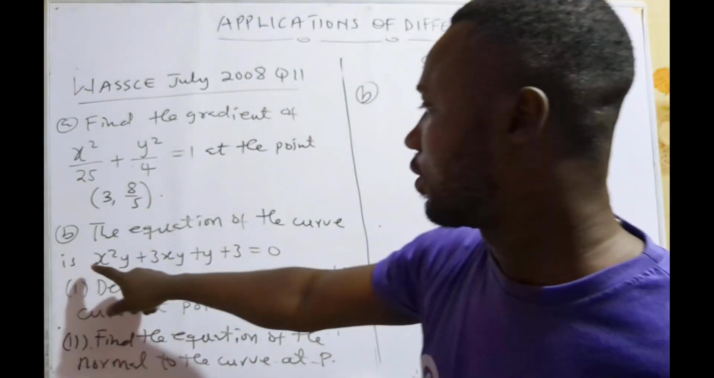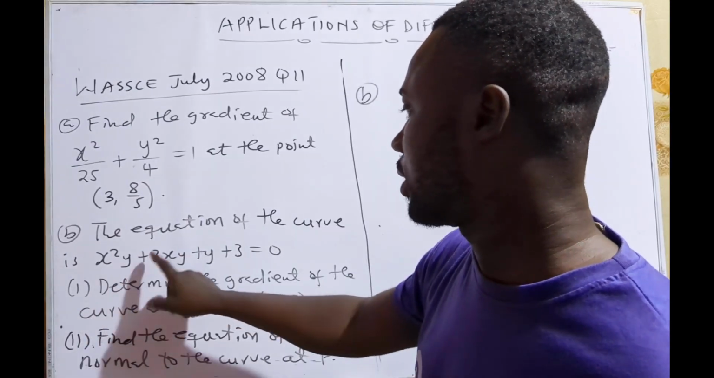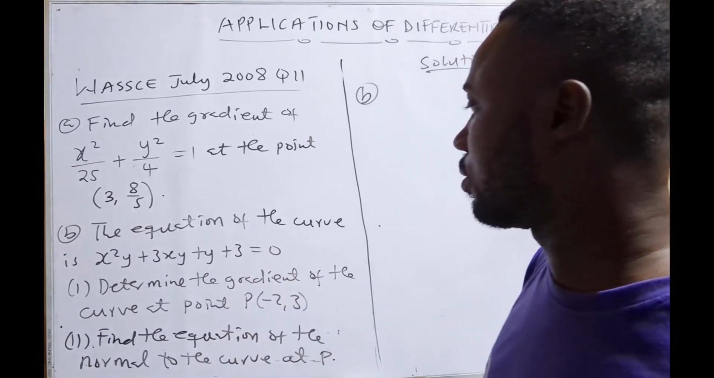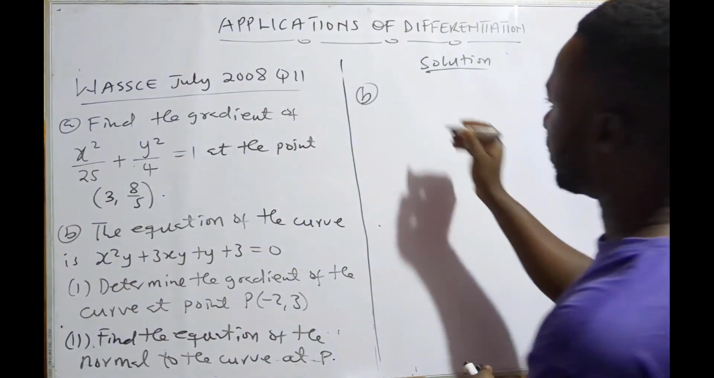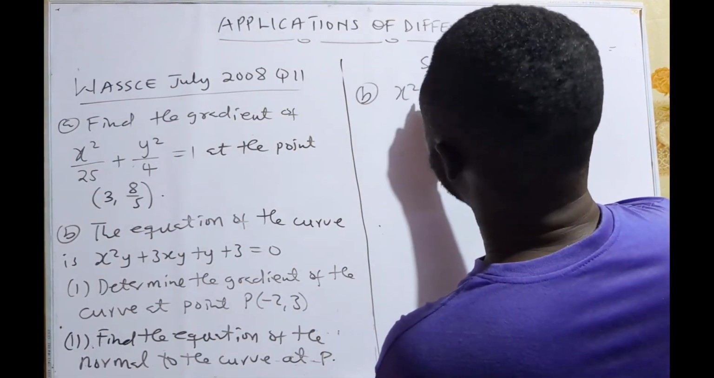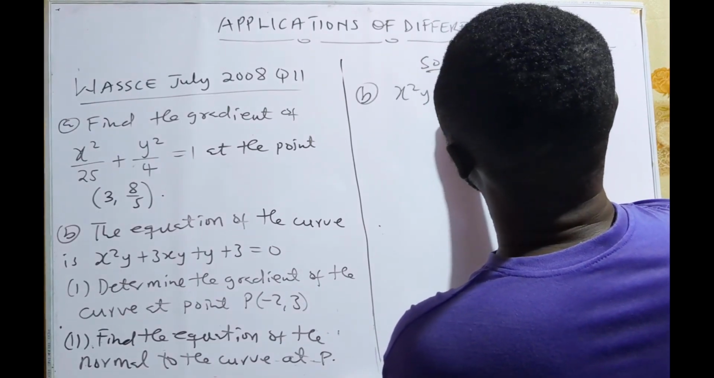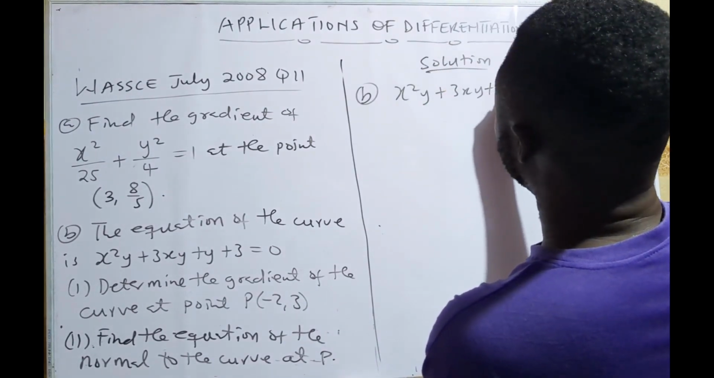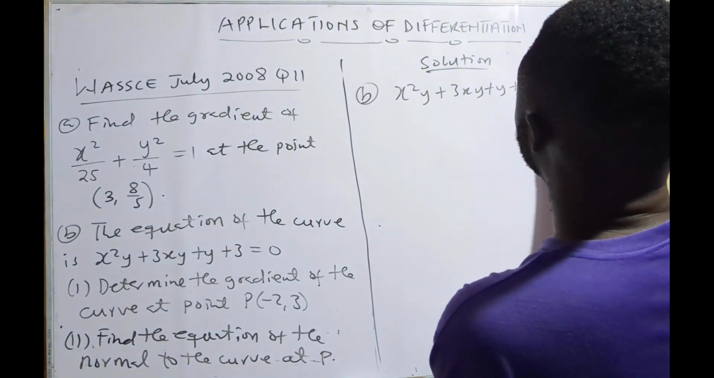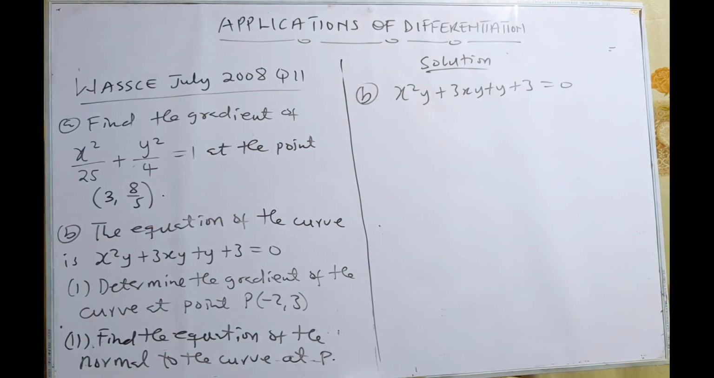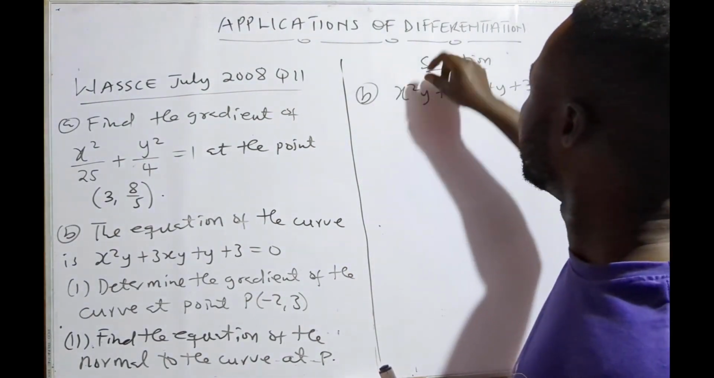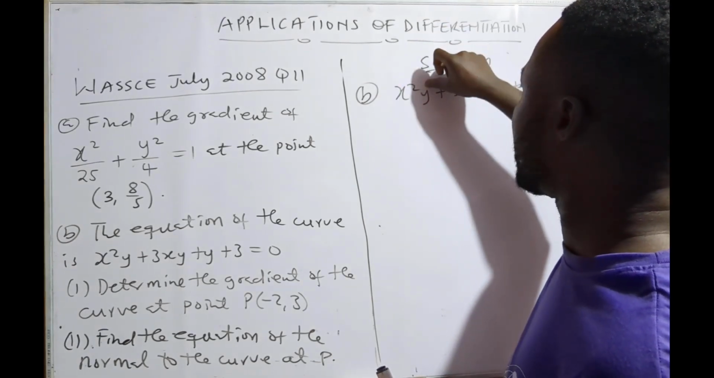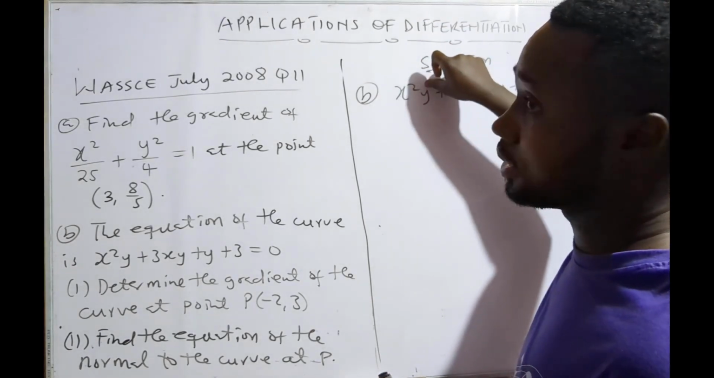The equation of the curve is x squared y plus 3xy plus y plus 3 equal to 0. Determine the gradient of the curve at this point. Okay, so the question is x squared y plus 3xy plus y plus 3 equal to 0. So this is also implicit. Okay, so what are you going to do? You apply the product rule here. You differentiate this, you multiply by this, you differentiate this, multiply by.